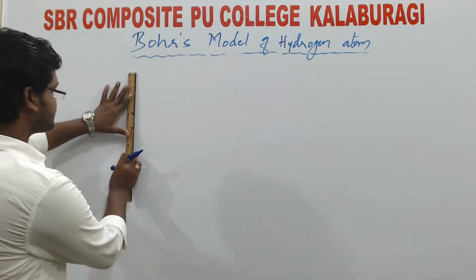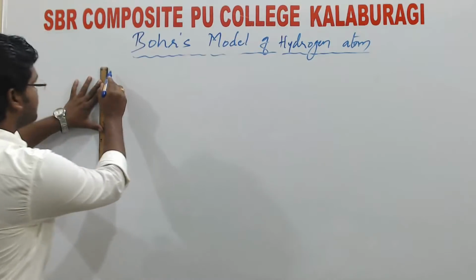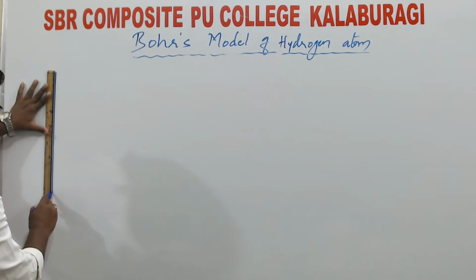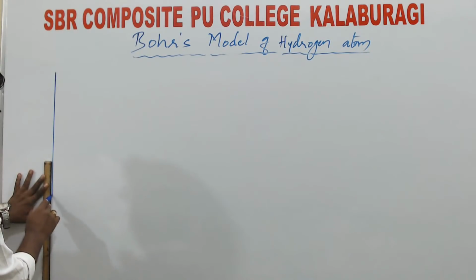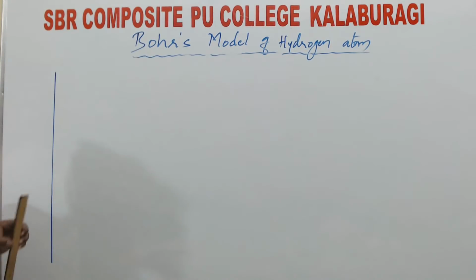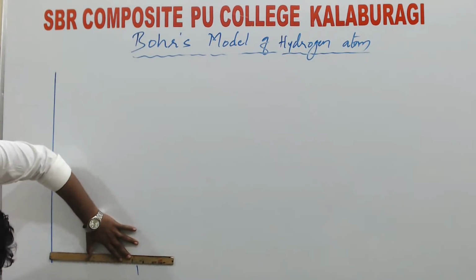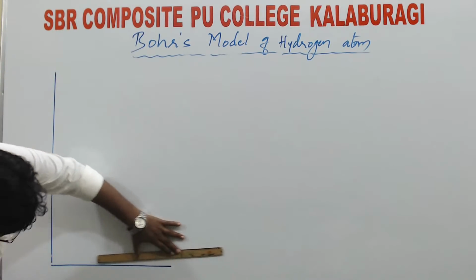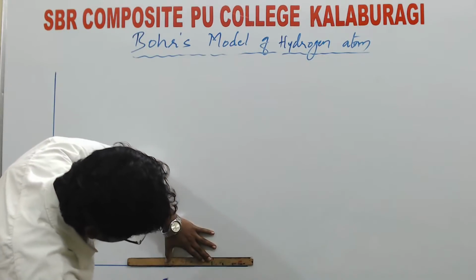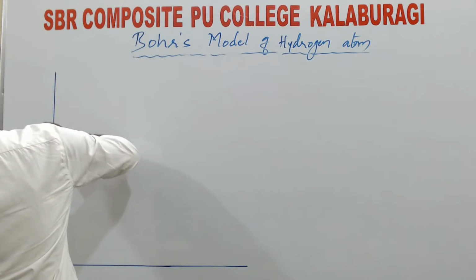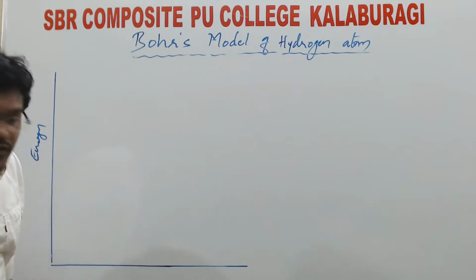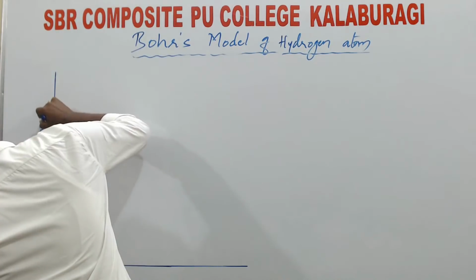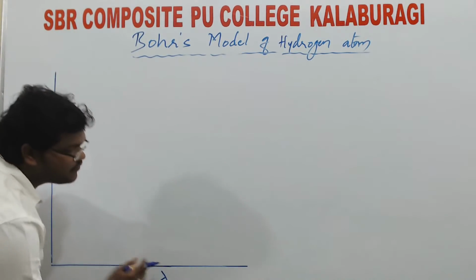Let me draw the spectrum of hydrogen. I'll write it over here: spectral lines of hydrogen. In this way we have the wavelength, lambda, and this is my energy. I'm drawing the spectral lines of hydrogen. This is energy, and this is wavelength. I hope you can understand.